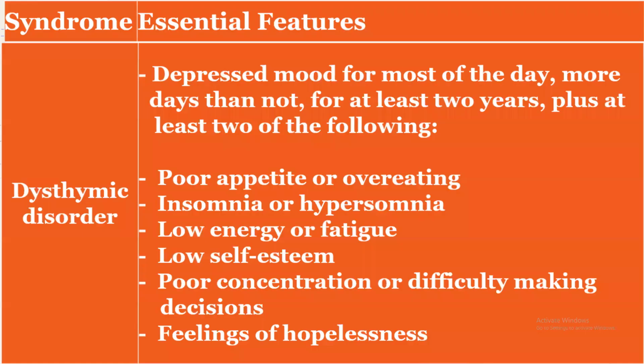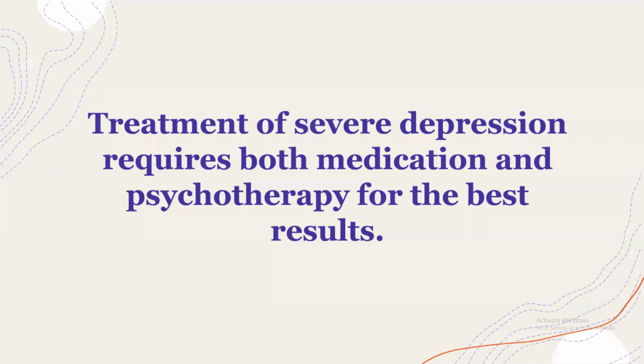And for a person to be diagnosed with dysthymic disorder, we have to see depressed mood for most of the day, more days than not, for at least 2 years, plus at least 2 of the following: poor appetite or overeating, insomnia or hypersomnia, low energy or fatigue, low self-esteem, poor concentration or difficulty making decisions, feelings of hopelessness. But the treatment of severe depression requires both medications as well as psychotherapy for the best results.